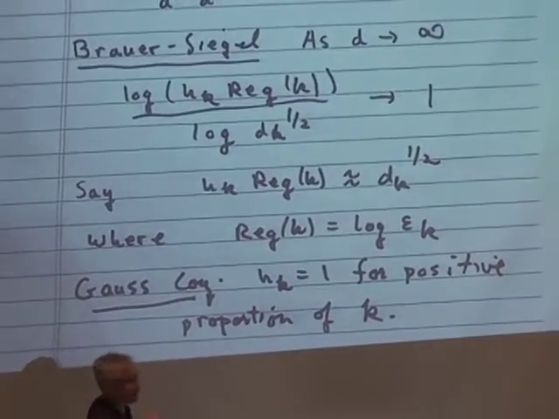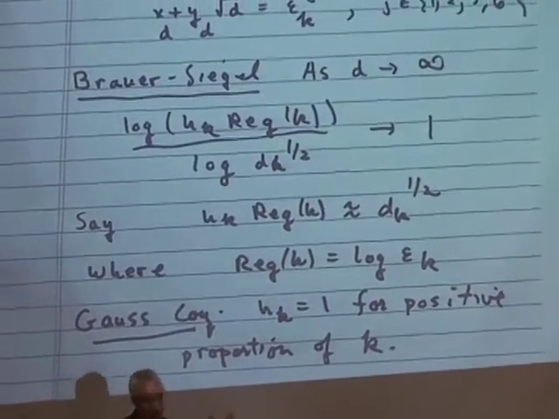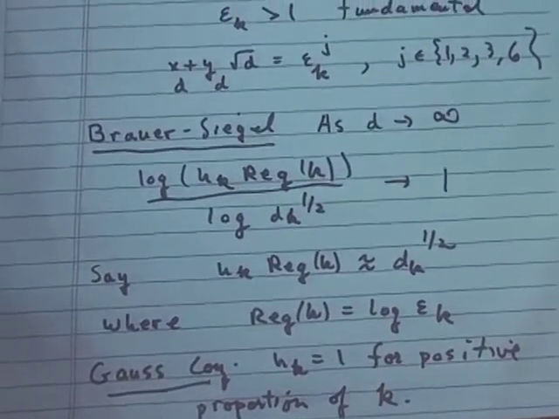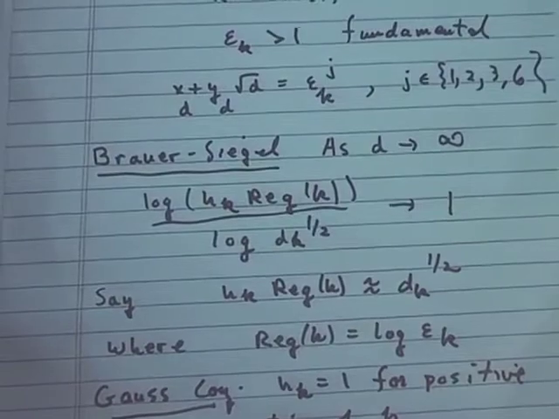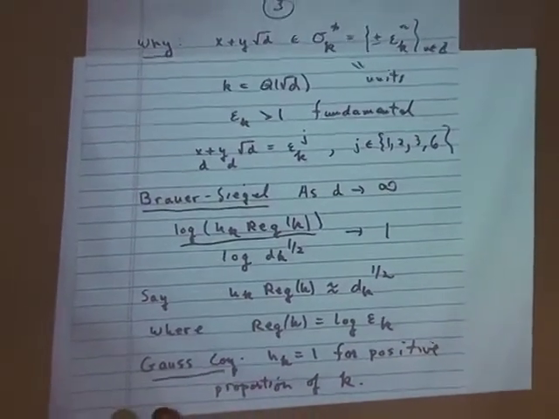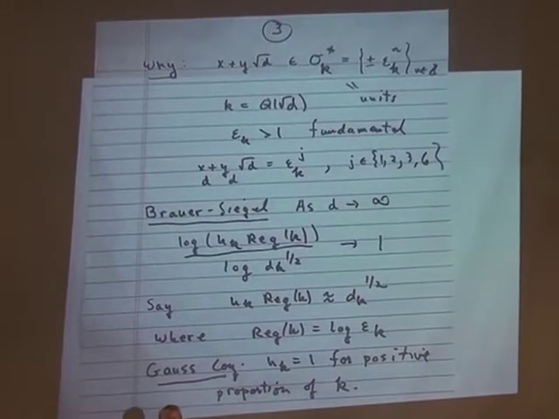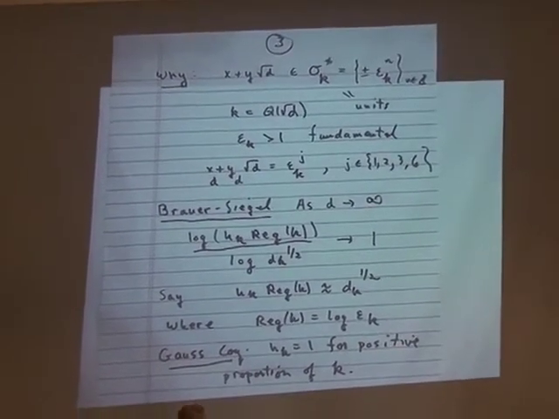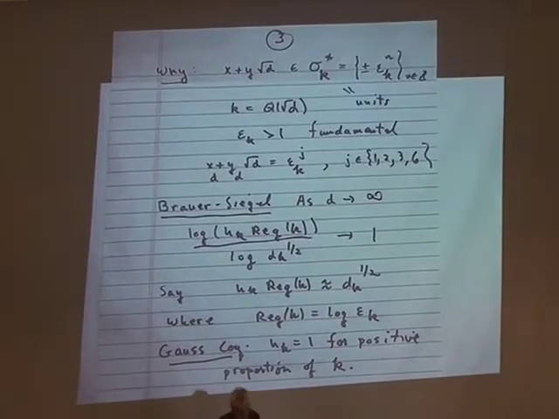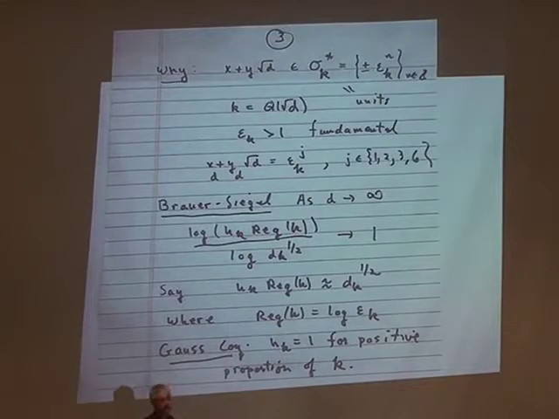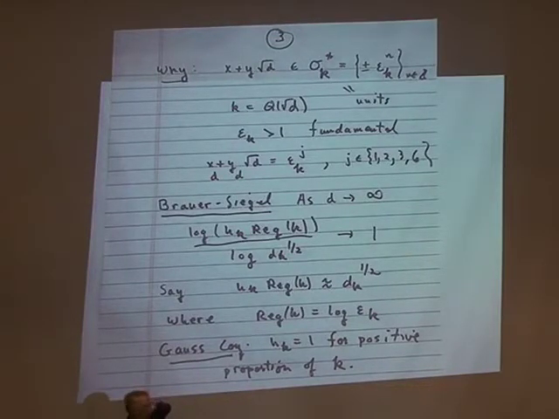So if you believe the Gauss conjecture that the class number is 1 for a positive proportion of real quadratic fields, then you have 1 times log of epsilon being discriminant to the half on the order of that. And that's where the expectation comes from, that the Pell equation has a minimal solution whose logarithm is on the order of the discriminant to the half for infinitely many little d's, namely the ones where the class number of the corresponding real quadratic field is 1.